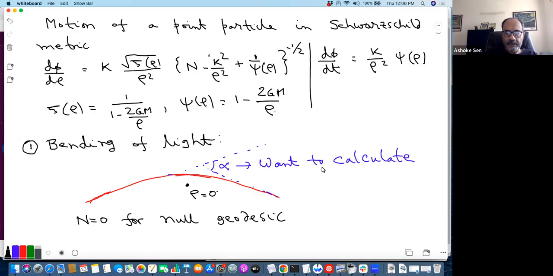So the first thing is to try to determine this constant of integration. N is 0, but how do you determine k? To determine k, we simply use the fact that d rho d phi equal to 0 at rho equal to rho naught. So what is rho naught? Rho naught is basically this point, the closest approach. So this is what we are calling rho naught, the closest approach.